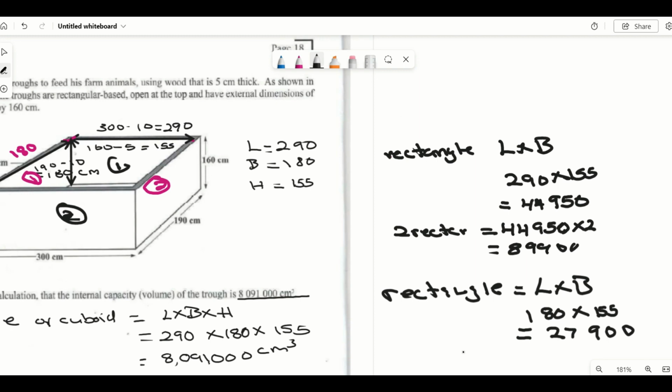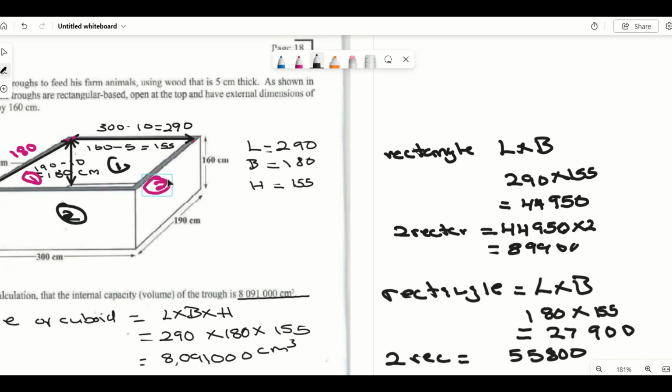And that is for one of the rectangles. We want two of the rectangles. So two of the rectangles would be this multiplied by 2. So you know that your two rectangles is 55,800. So we have done this space here, this space here, this space here, this space here, and this space here of the internal.